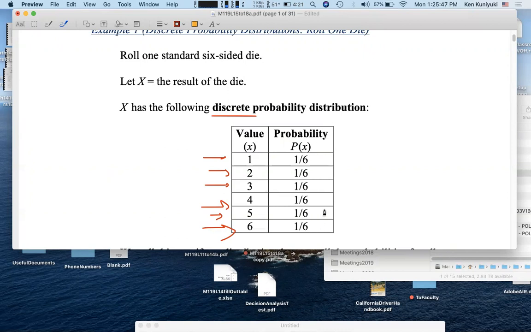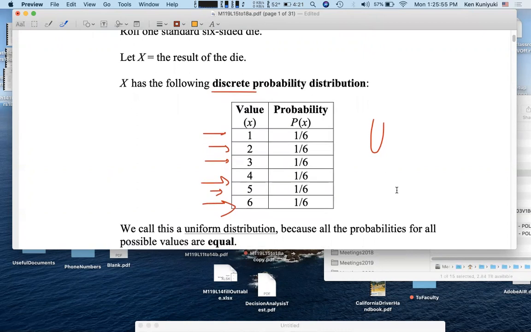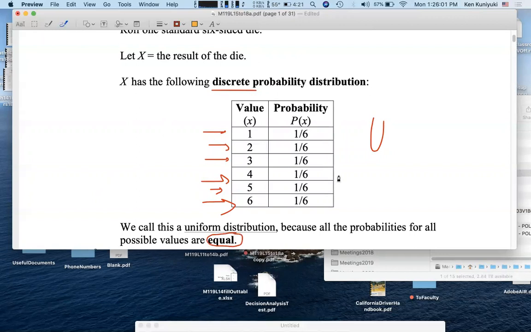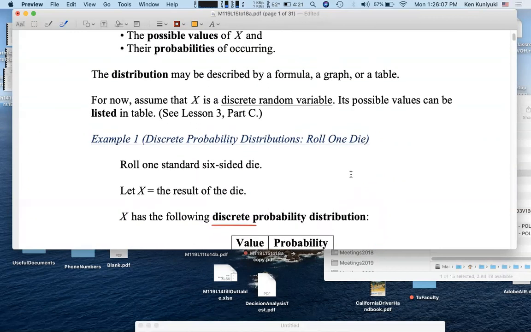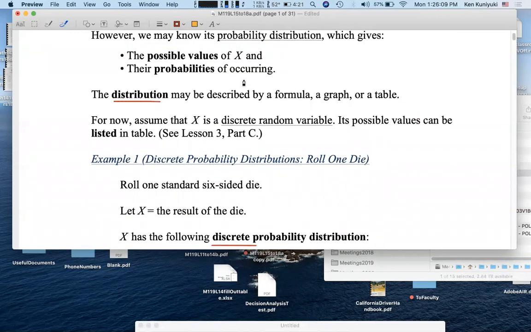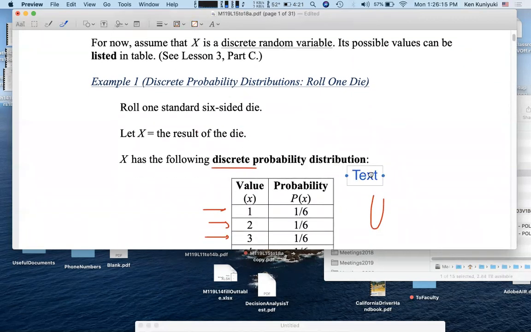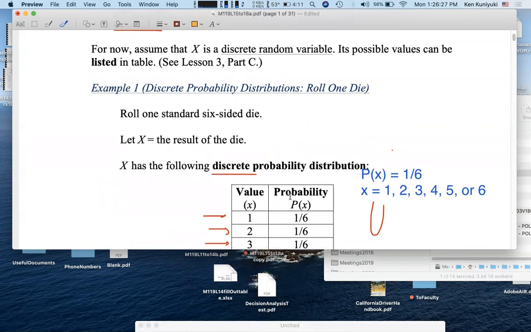What do you call this kind of distribution when the probabilities are all equal? Starts with U. That's called a uniform distribution. All the probabilities for all the possible values are equal. We'll talk more about uniform continuous distributions later on. Now, the distribution of X can be described by a formula. Here, it's very straightforward. The formula here would just be P of X equals 1/6, as long as X is either 1, 2, 3, 4, 5, or 6. That's the formula for the die.